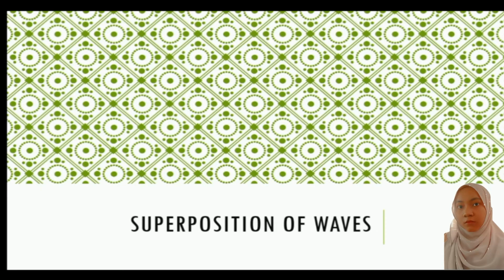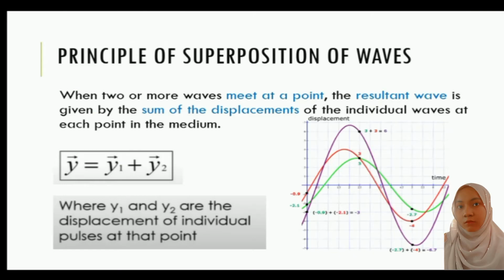Assalamualaikum dan selamat sejahtera. Okay, dalam video ni saya akan terangkan tentang superposition of wave. Principle of superposition of wave states that when two or more waves meet at a point, the resultant wave is given by the sum of the displacement of the individual waves at each point in the medium. Okay, y equals y1 plus y2. Y is the total displacement, y1 is the displacement of the first wave, y2 adalah displacement of the second wave.